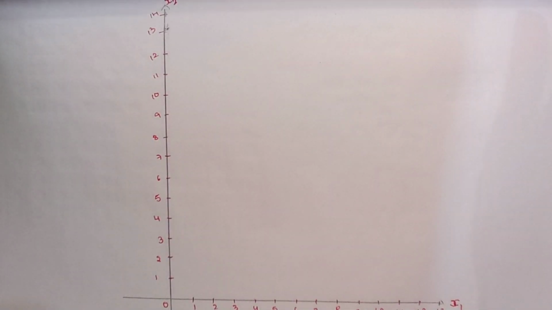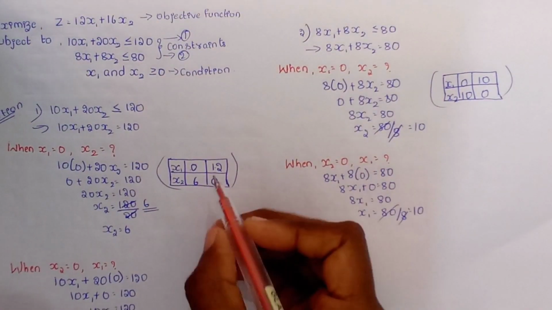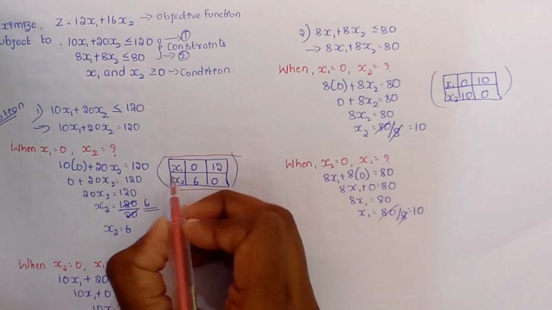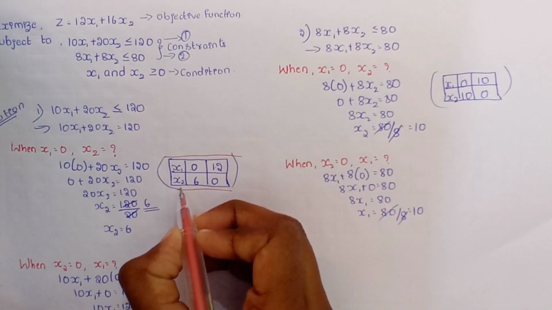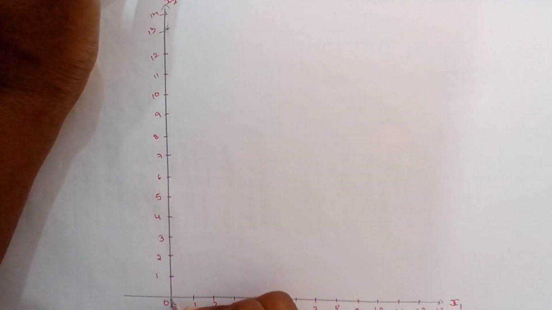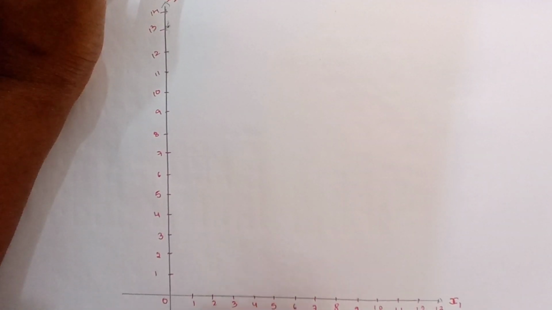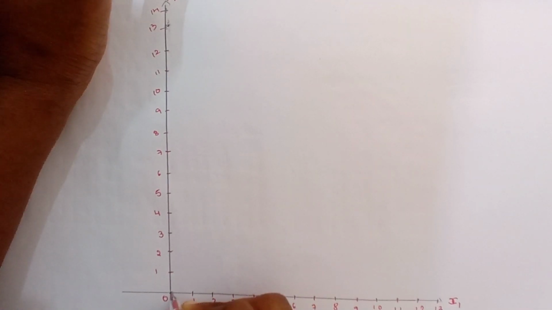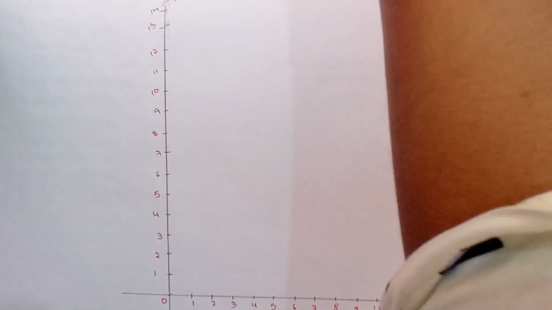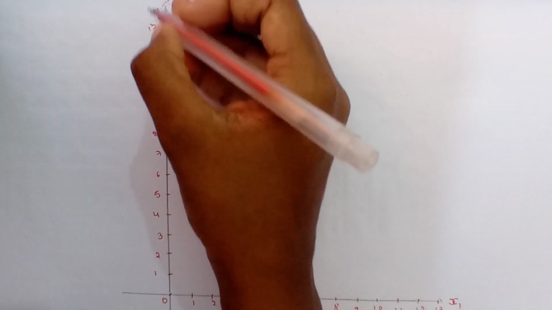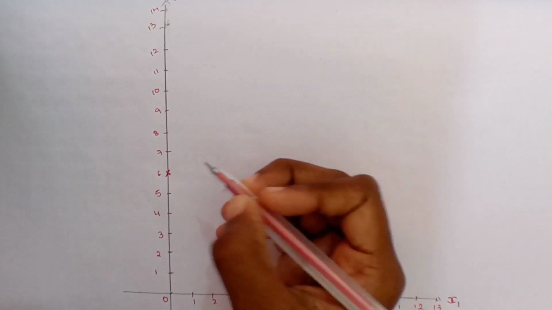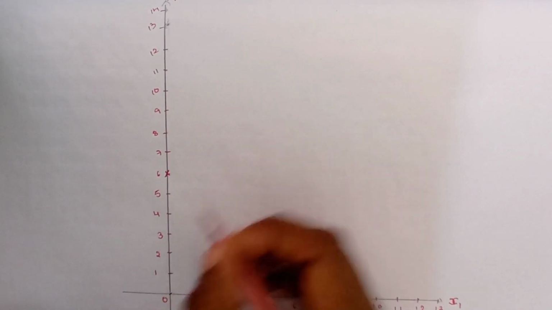Okay, now what we have to do is, first we have to see the first chart. So this is the first chart. When x1 is 0, x2 is 6. So this is x1, right? So when x1 is 0, x2 is 6. I have to mark this on the x2 axis, so I will mark 6. Okay, now I cannot draw the line yet.